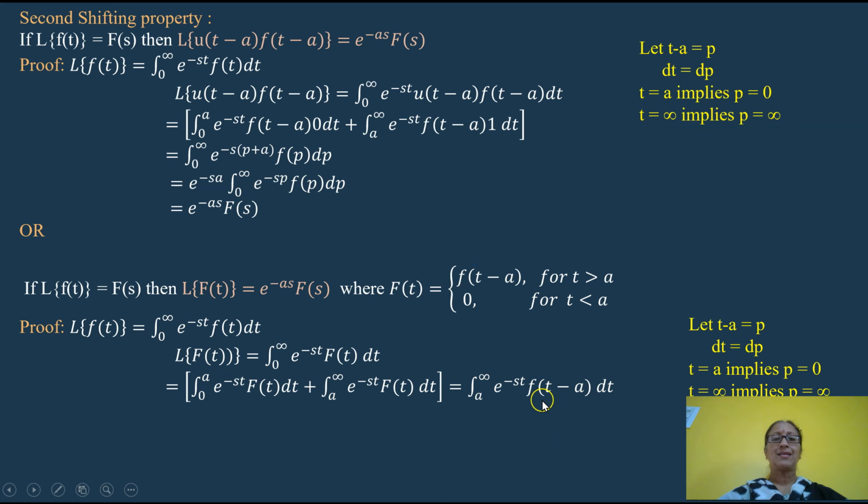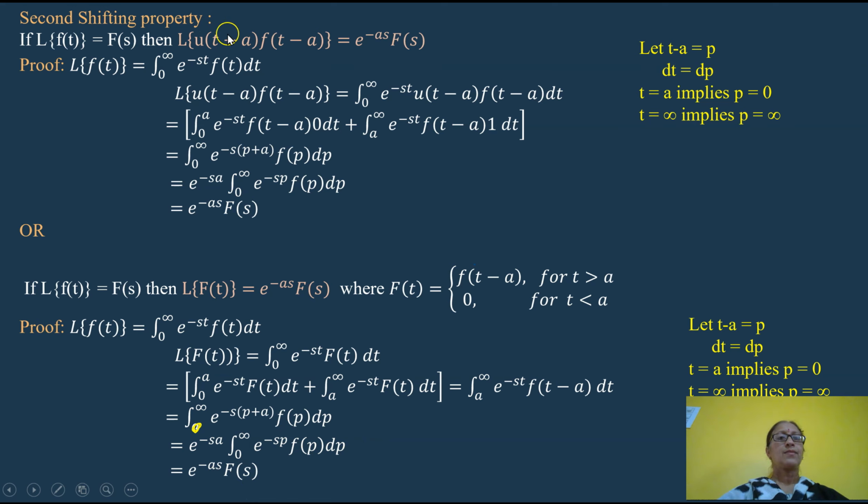Again, to evaluate this integral, we are using same procedure. That means we have taken t minus a equal to p, then dt equal to dp. Then here p becomes 0 to infinity. Then this integral can be written as integral 0 to infinity e power minus s into p plus a into f of p dp. That is e power minus sa into integral 0 to infinity e power minus sp f of p dp. That is e power minus sa F of s.